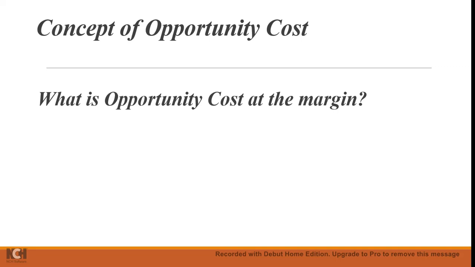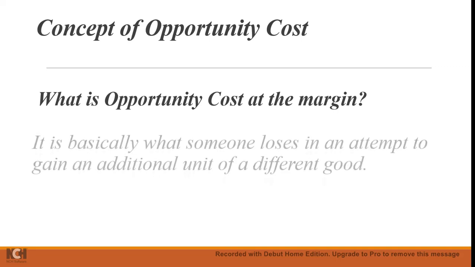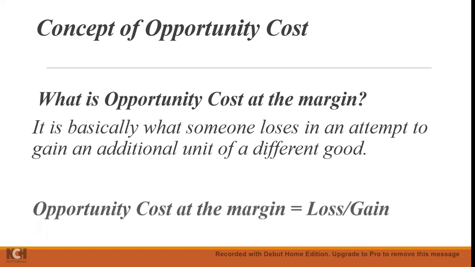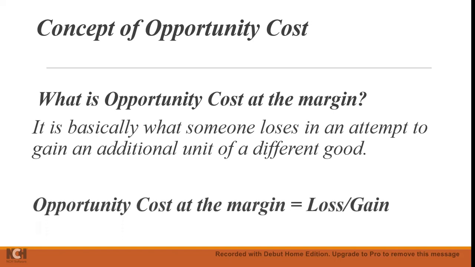Now in economics, usually we measure the opportunity cost as the margin, right? That is per unit gain, what you lose per unit gain. That is what we do in economics. So we say it's basically what someone loses in an attempt to gain an additional unit of a different good. So opportunity cost at the margin is equal to the loss divided by the gain. What you lose divided by what you gain is what we call the opportunity cost, right?